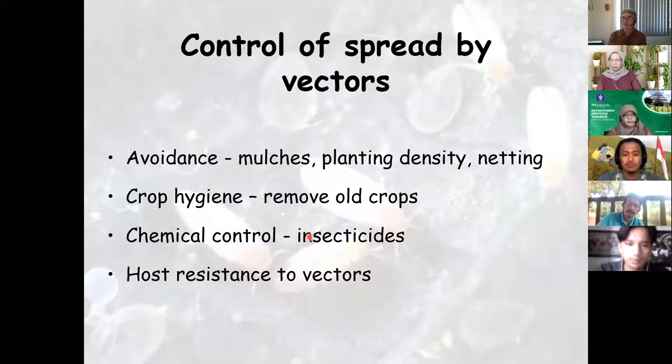So you often get very, very quick spread of viruses in plants that have been sprayed. You're better off not to spray in that case. The spraying actually encourages transmission.